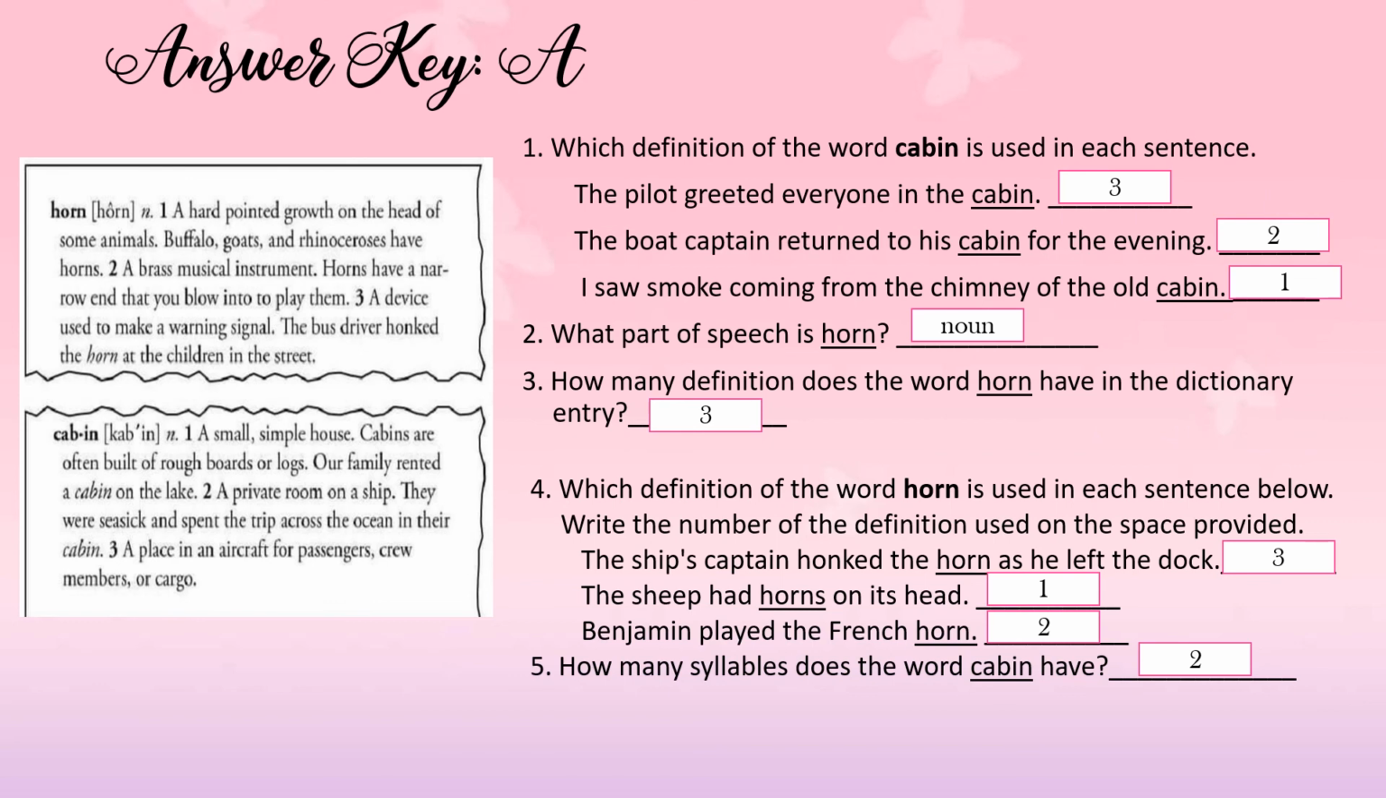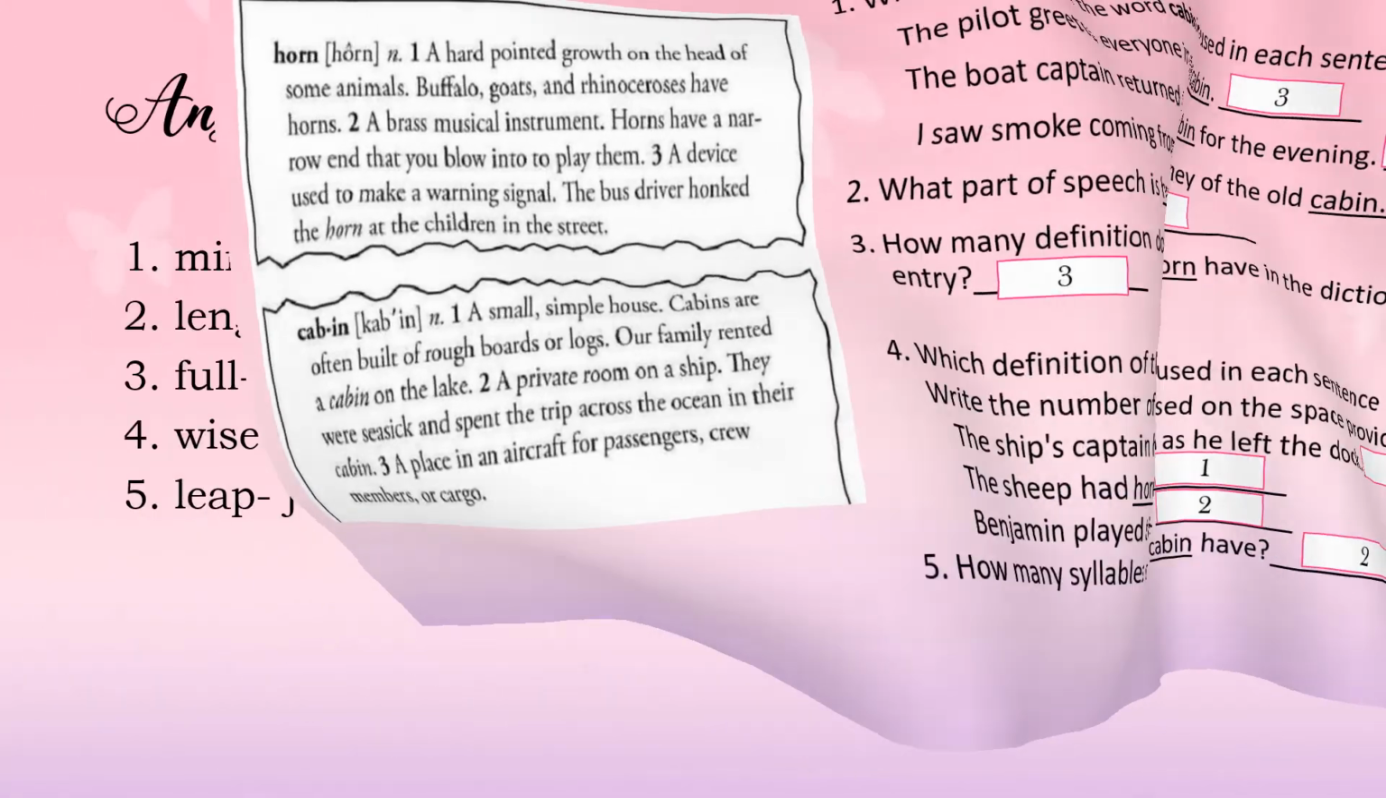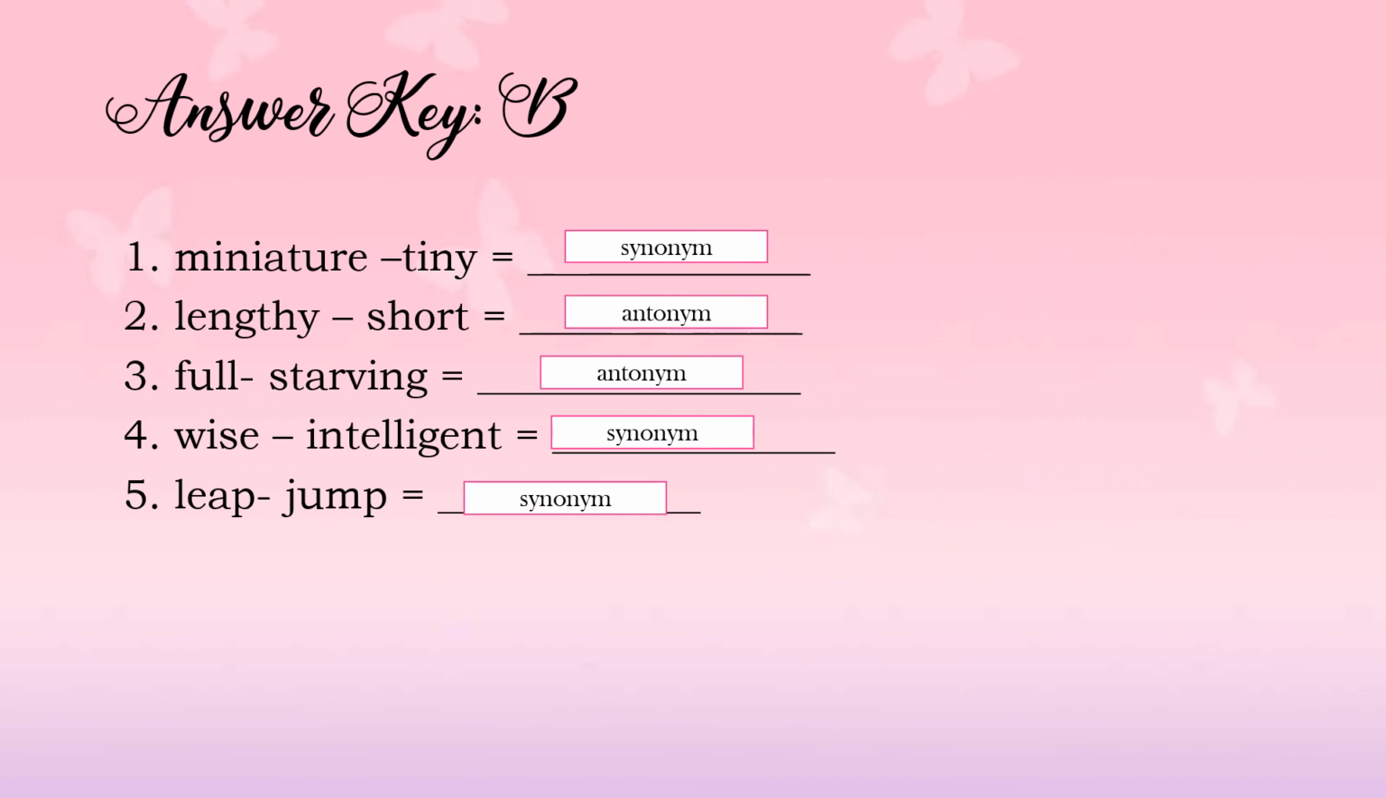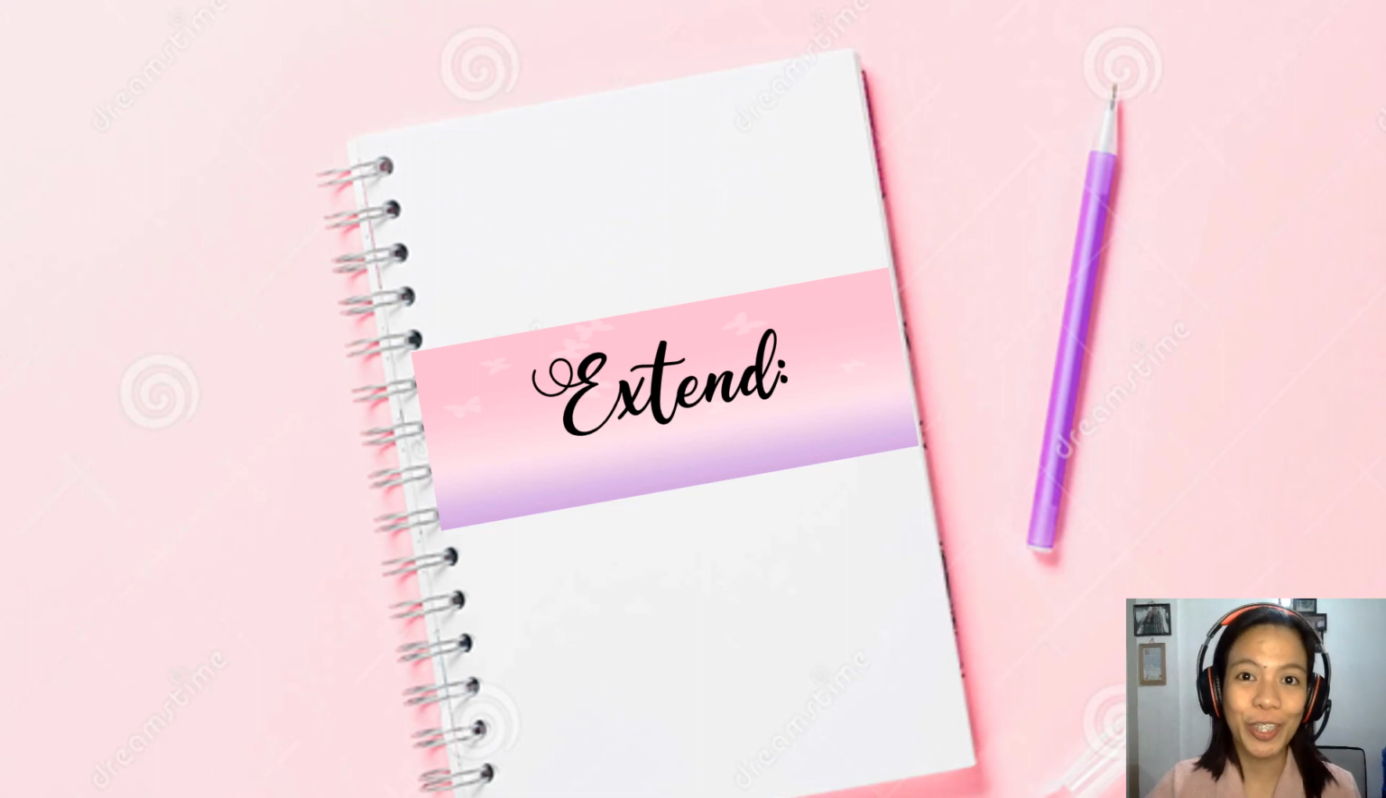Let us check your work. Here is the answer key for letter A. How many got the perfect answer? Very good, that's great. Next are the answers for letter B. Kindly check. Did you all get the answers correct? Very good. To ensure that you really understood our lesson, here is another activity.